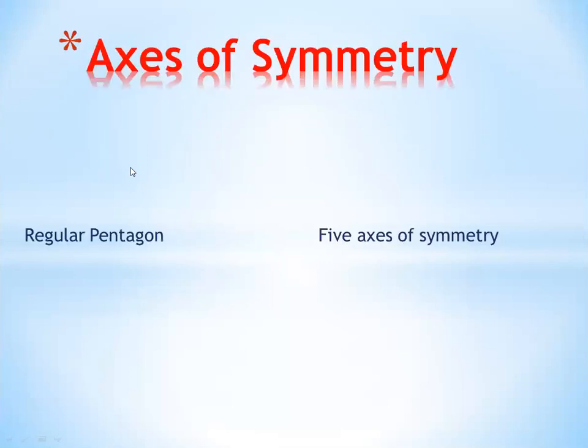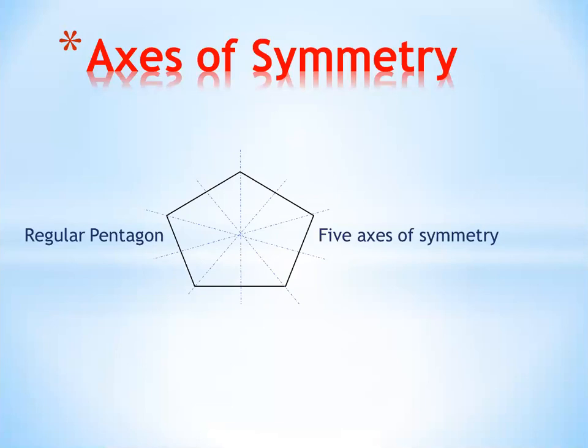Regular pentagon. As we know from the first term, the pentagon has 5 sides, 5 vertices, and 5 angles. If we have a regular pentagon, that means it has 5 axes of symmetry. If we have the word regular, we have to check regular what? It says pentagon. So if it is a pentagon, it's 5 axes of symmetry.